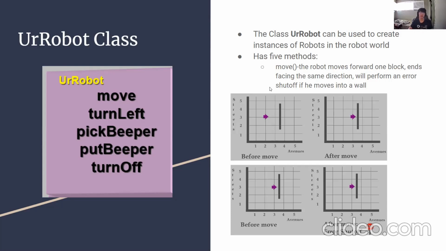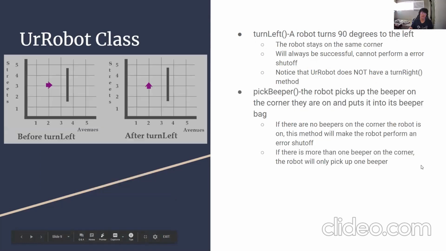So this is an example of a valid move. There's nothing in front of you, so you move forward, and then that's it. But if you're facing a wall, then your robot will stay in the same position, and it will also perform error shutoff, shutting itself off.